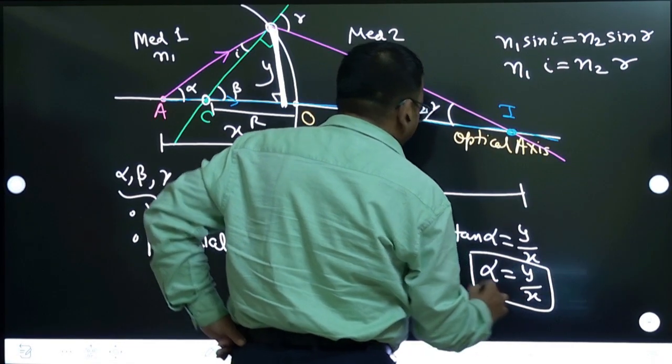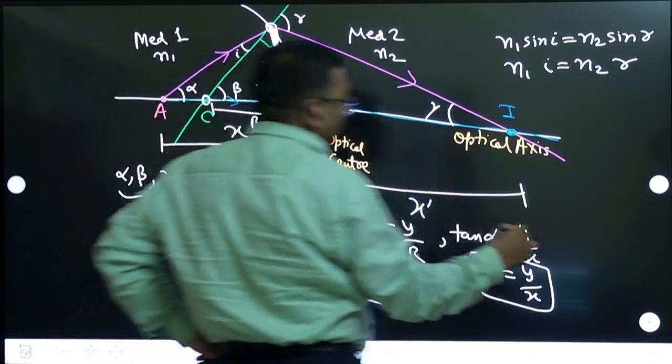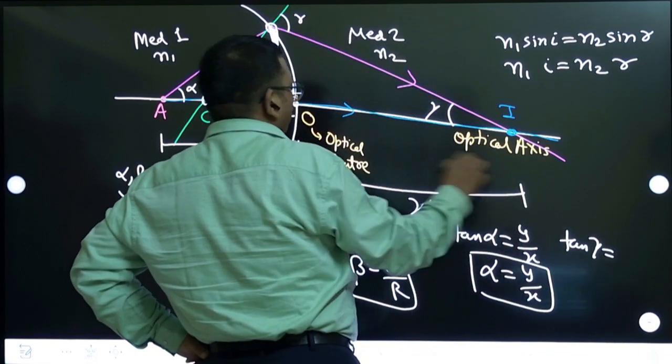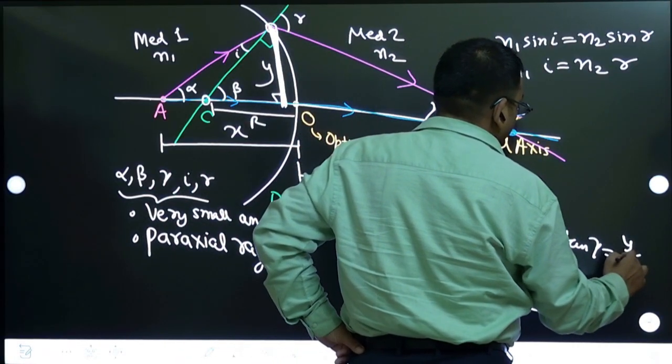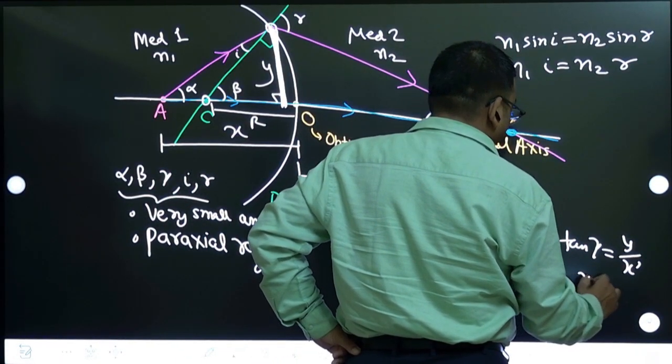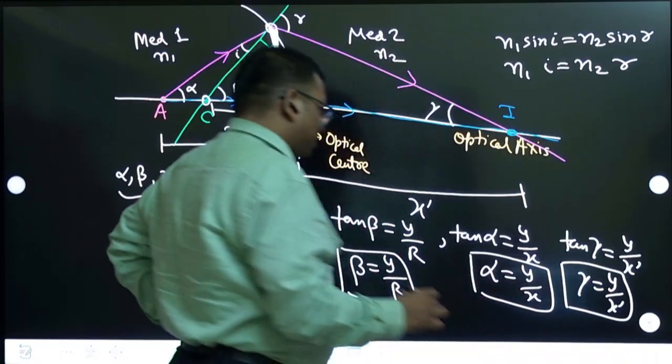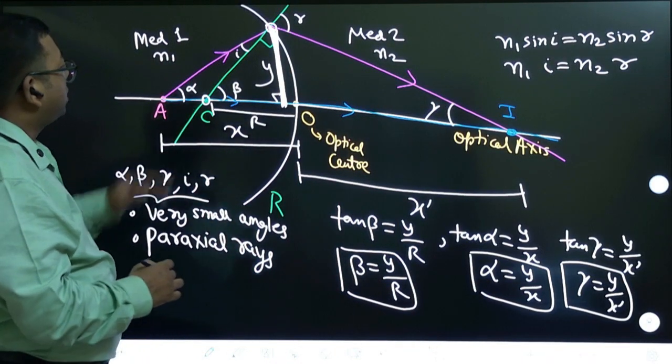Similarly, tan gamma. Let us calculate tan gamma also. Tan gamma is equal to y by x dash. And because the angle is very small, gamma is y by x dash. So we got this alpha, beta, gamma, and now we want i.